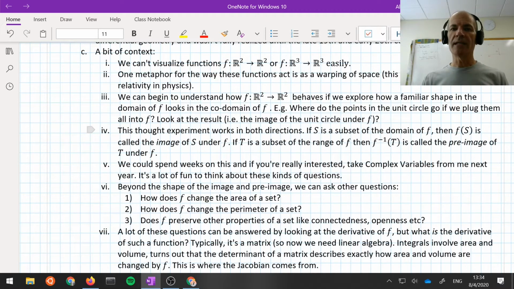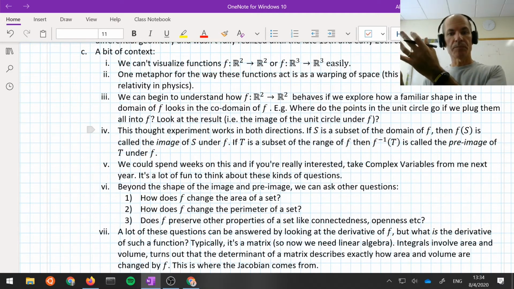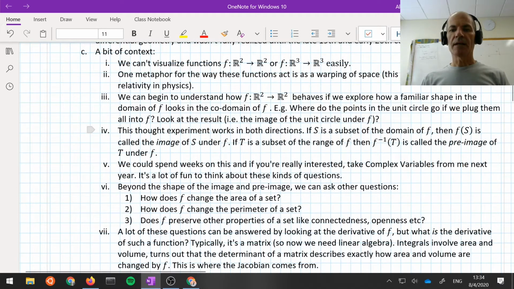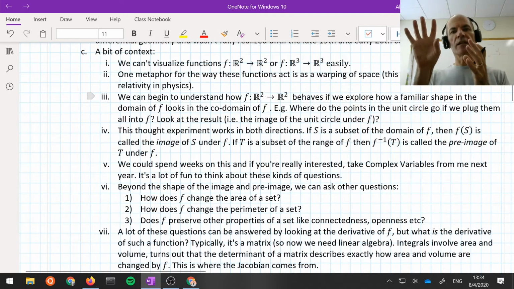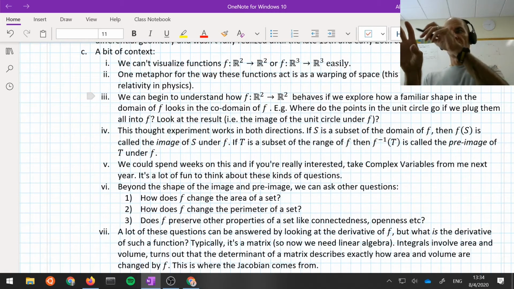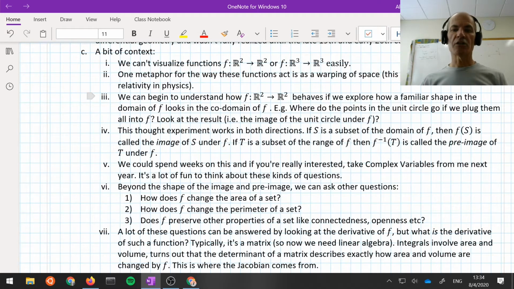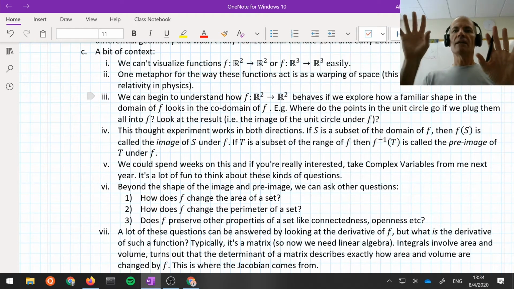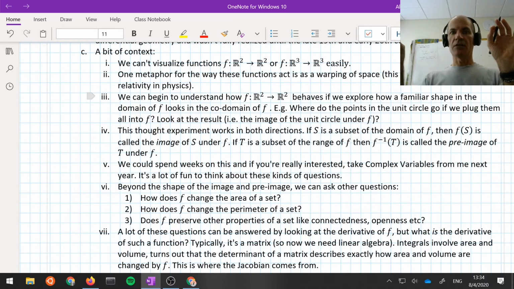That's such an important idea that it actually has a name. The image of S under f is what we get by taking every point in S, plugging it into f, and looking at the result. Similarly, we can look at a set in the range of f and look at the collection of points in the domain that go to that set under f, and we can learn a little bit about f in that direction. It's two different directions. If I go from the domain to the range, I'm looking at the image of the set S, and if I take a set T over here in the range and look at where it came from in the domain, this is the pre-image.